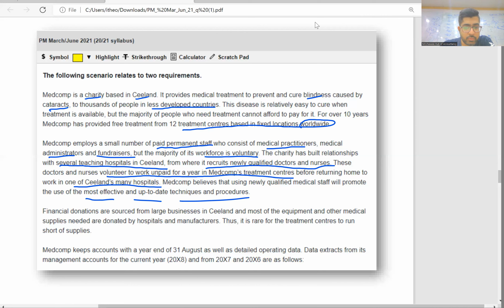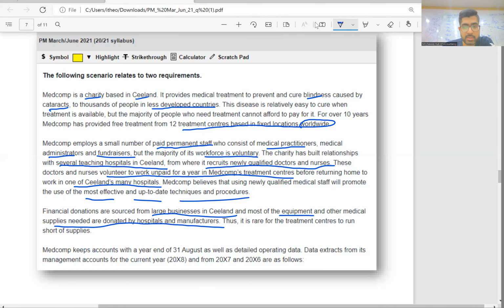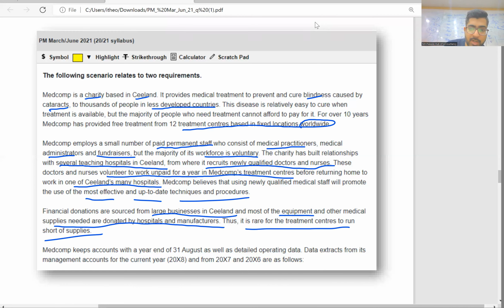Financial donations are sourced from large businesses in Zealand, and most of the equipment and other medical supplies needed are donated by hospitals and manufacturers. Thus, it is rare for the treatment centers to run short of supplies. The system is strong. So it is rare that we will be short of supplies.